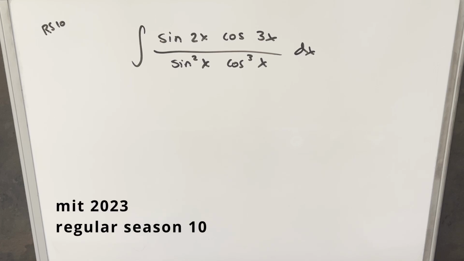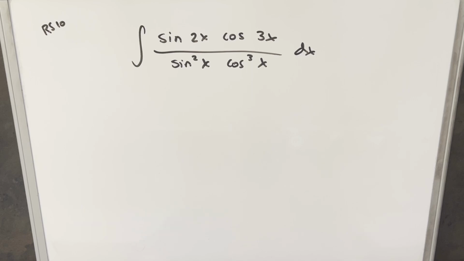Hey, we have your Taylor integral from the MIT Integration Bee 2023. This was regular season problem 10. We have the integral of sine 2x cosine 3x over sine squared x cosine cubed x dx.